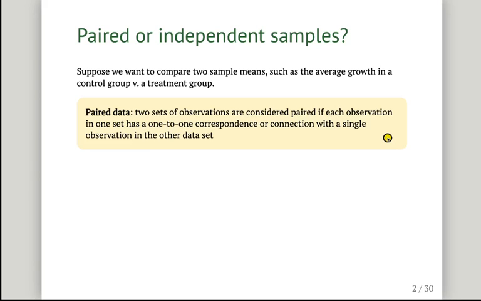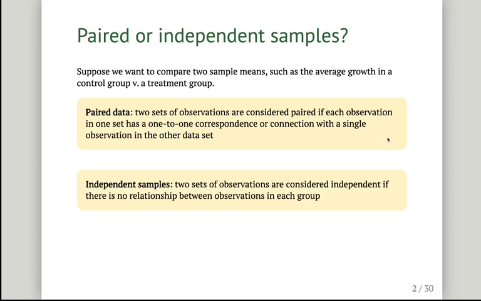One often seen example of this is in medical trials. Measurements taken before versus after some drug or some treatment are naturally paired because we have the same subjects. If, on the other hand, we have two groups that are unrelated, so have no direct connection, then we say that our samples are independent.